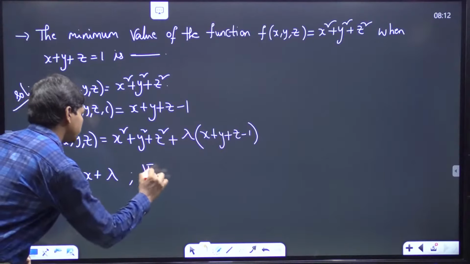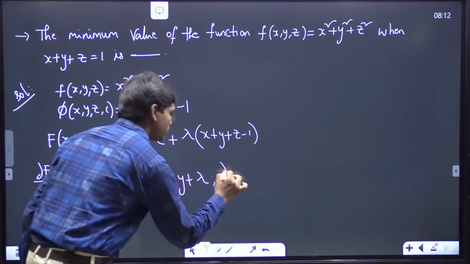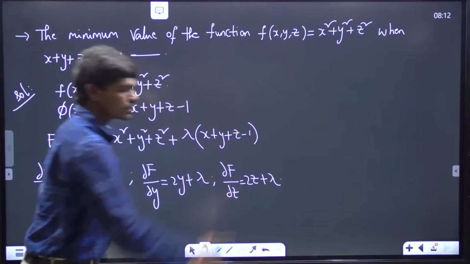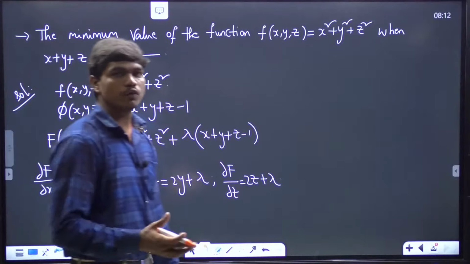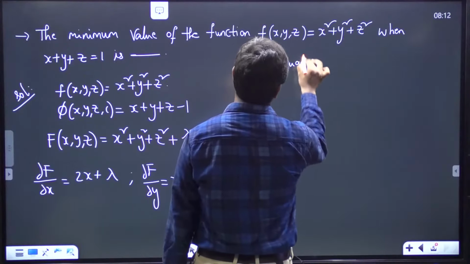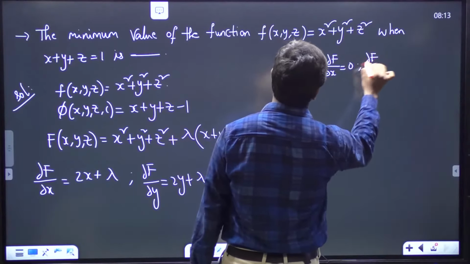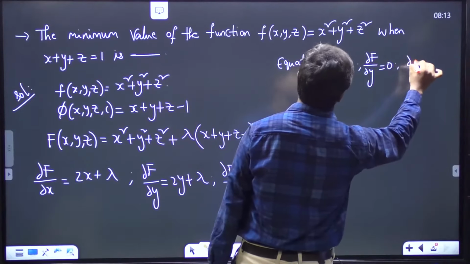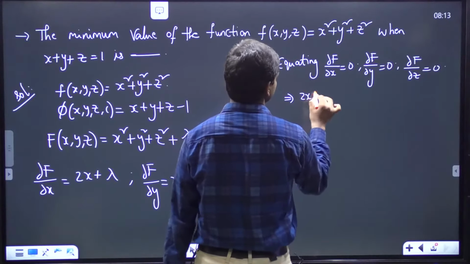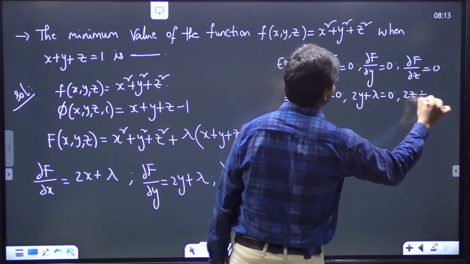Similarly, what is dou F by dou y? 2y plus lambda. Similarly, what is dou F by dou z? 2z plus lambda. Correct? So now we have calculated dou F by dou x, dou F by dou y, and dou F by dou z. Now once we got this, what's the next step? Equating dou F by dou x equal to 0, dou F by dou y equal to 0, and dou F by dou z equal to 0, which means 2x plus lambda is equal to 0, 2y plus lambda is equal to 0, and 2z plus lambda is equal to 0.